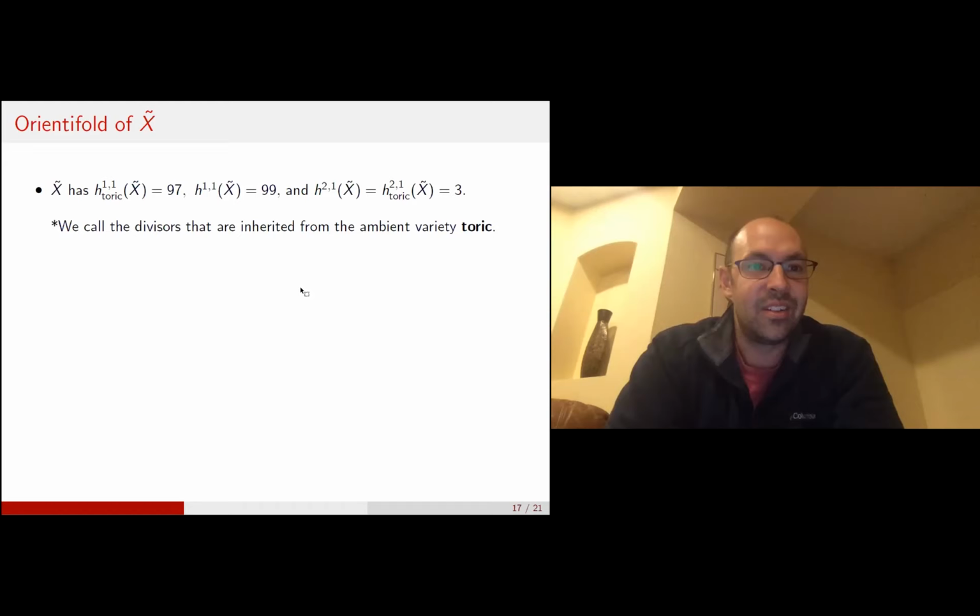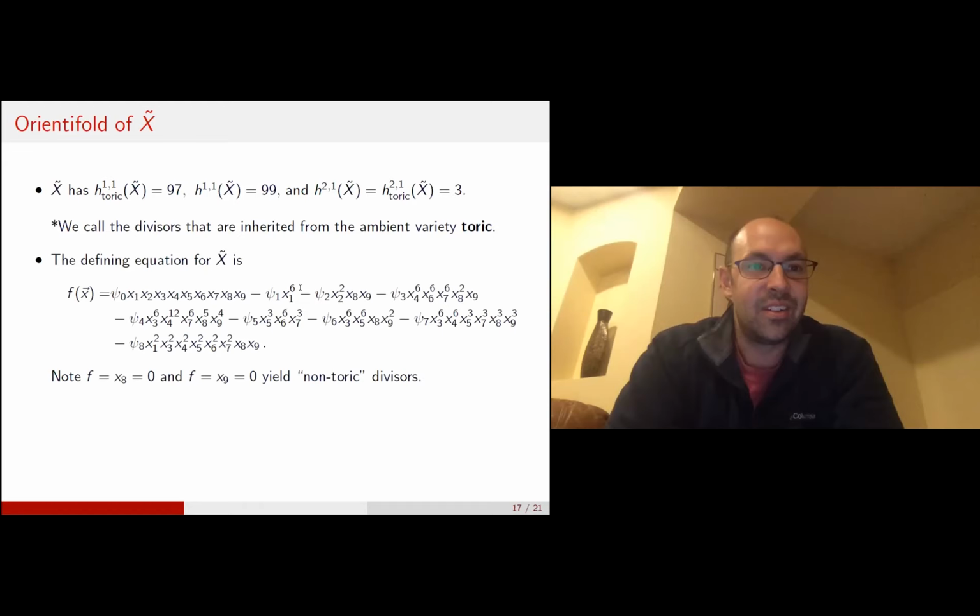Let me first write down the defining equation for X tilde. The defining equation for X tilde is given as that, and there are many monomials and many coordinates, excuse me, sorry about that, but the only important coordinates are x2 and x8 and x9. And note that x8 and x9 will give you the non-toric divisors. The Orientifold action that I want to consider is a map that sends x2 to minus x2. As you can see from the defining equation for X tilde, only one of the monomials is projected out under the Orientifold action. And you can also easily compute that the dimension of the automorphism group of the ambient variety that commutes with the Orientifold action is 4.